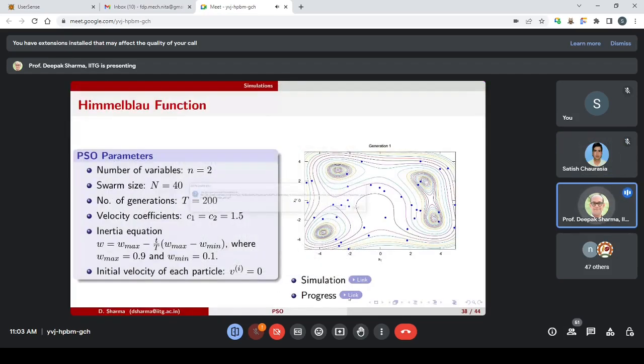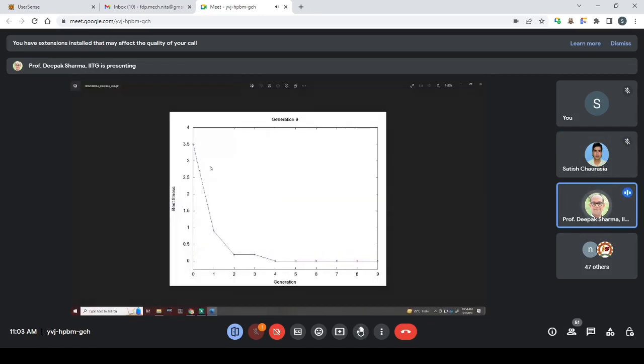Let us see the progress now. It started with 3.5. In less than 5 iterations, it is close. It is almost zero. And since we have already achieved the optima, we cannot expect that this particular line will go further down, because the minima is already found within the 10 generations of the PSO.